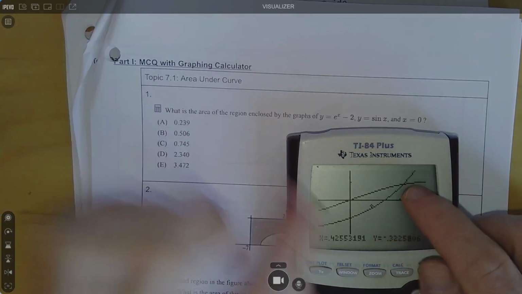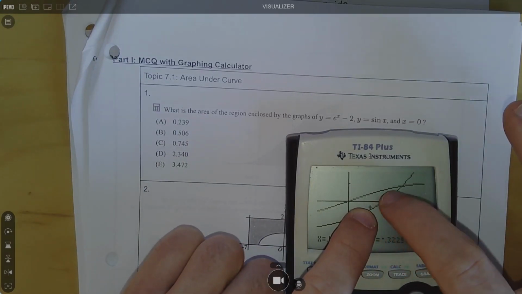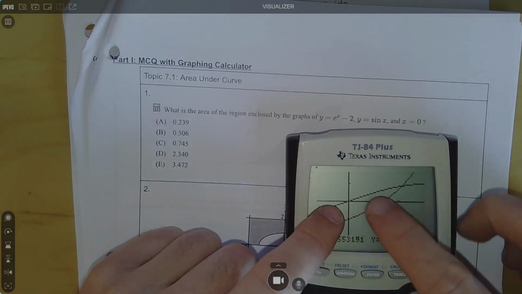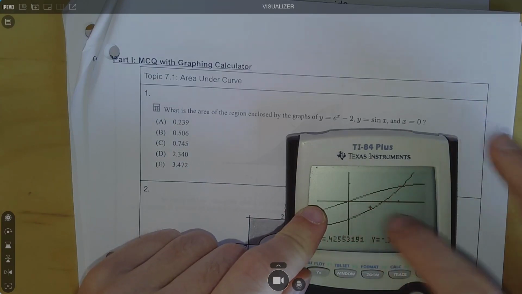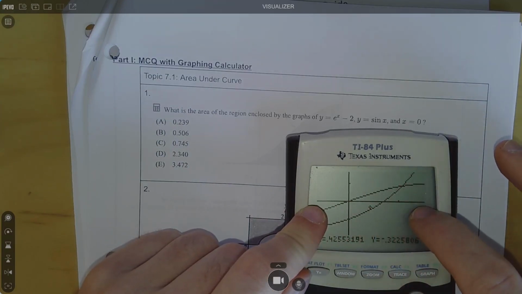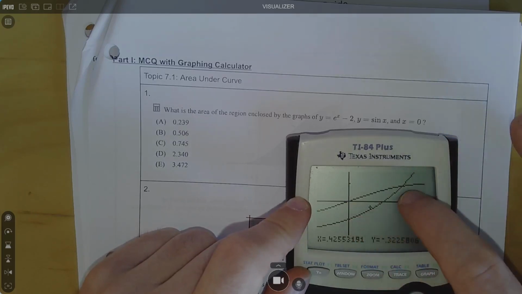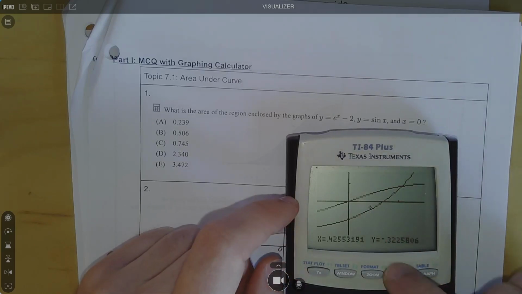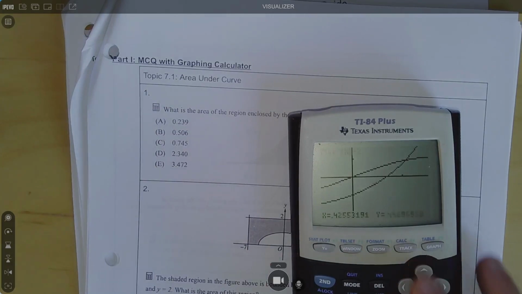When I first read this question, I actually thought it was talking about this top part above the first quadrant here, but that's not true. If it wanted this first quadrant, it would say in the first quadrant, or it would say above y equals 0, but it doesn't. It says x equals 0, which is right here, e to the x is right here, and sine x right here. If you want to tell which one's on top, which one's on bottom, go ahead and click trace, and you can see which one's on top, which one's on bottom, just like that.